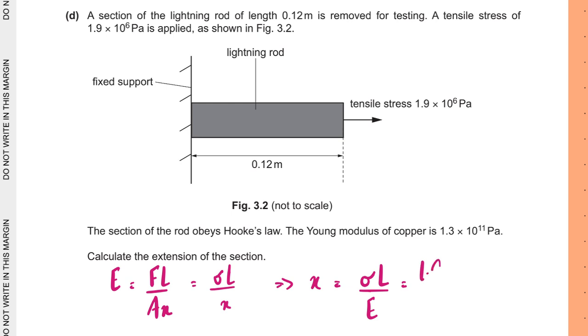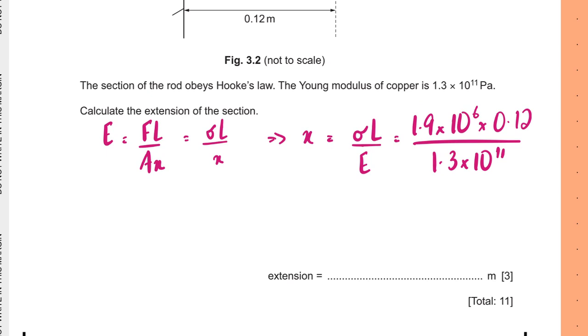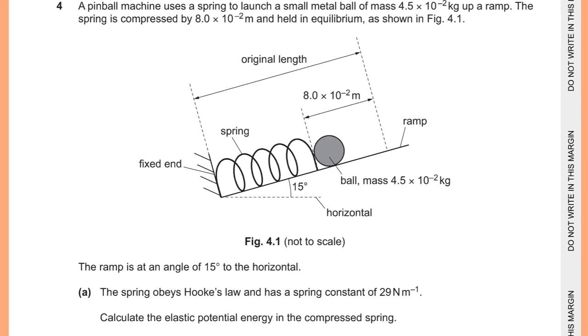Stress is 1.9 into 10 to the 6. Length is 0.12. Young modulus is 1.3 into 10 to the 11. So then this is just a matter of plugging in the values and solving. So then the extension turns out to be 1.8 into 10 to the negative 6 meters. So far, so good. Let's go on to question number 4.